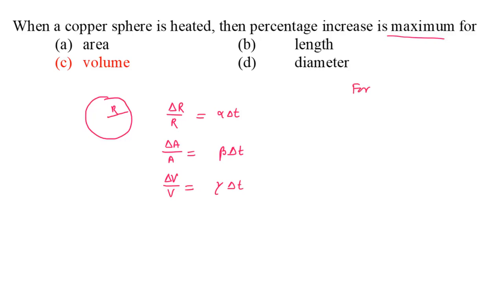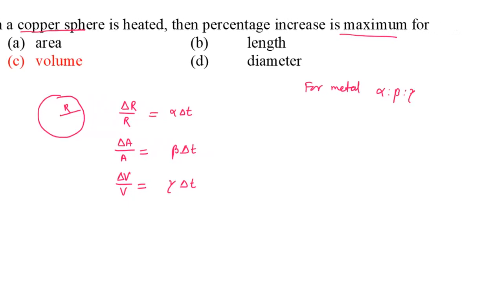For metal, and a copper sphere is definitely made of metal, we know that alpha is to beta is to gamma is 1 is to 2 is to 3. So this can be written as 2 alpha delta T, and this can be written as 3 alpha delta T. So this way we see the percentage change or fractional change is maximum in volume compared to area or the linear dimension, which is radius. So percentage change in volume is maximum.